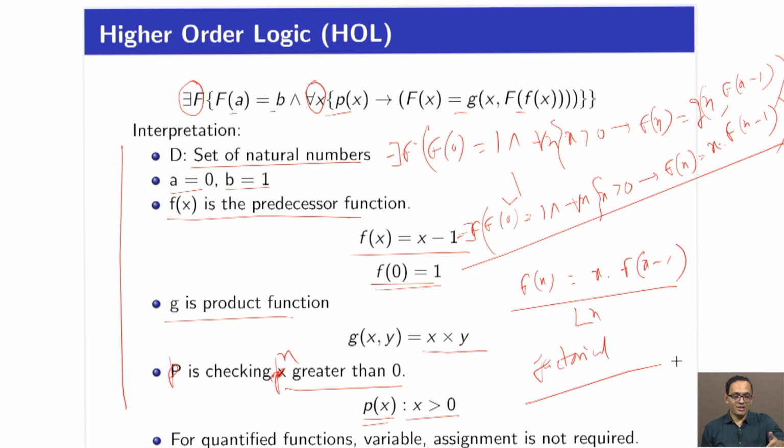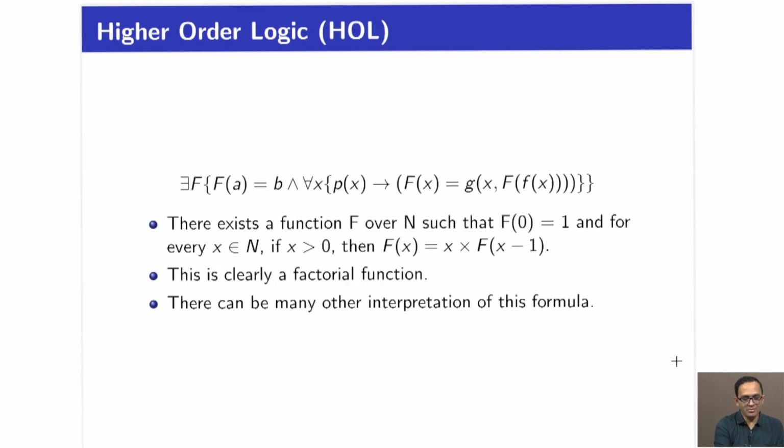But if you have taken another interpretation, let us say f(x) equal to the successor function, g may be the addition function, p may be checking for 0, the formula may not have any meaning. But under this interpretation, I just found out that this is clearly a factorial function which I capture. So, this is a valid interpretation, or say a meaningful interpretation. The formula has a meaning under this interpretation.